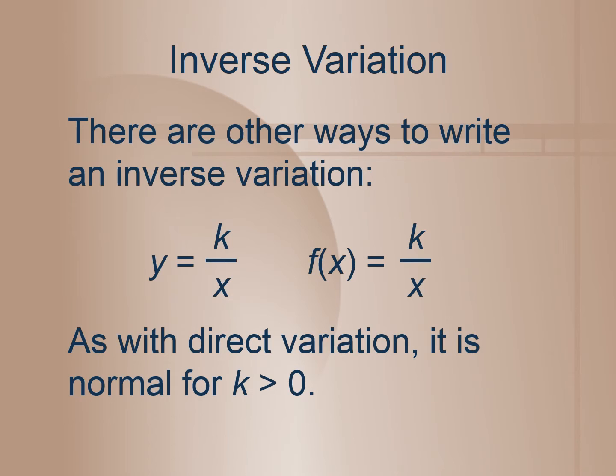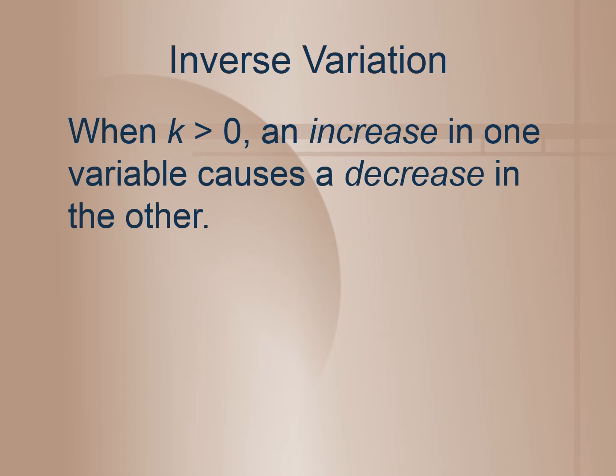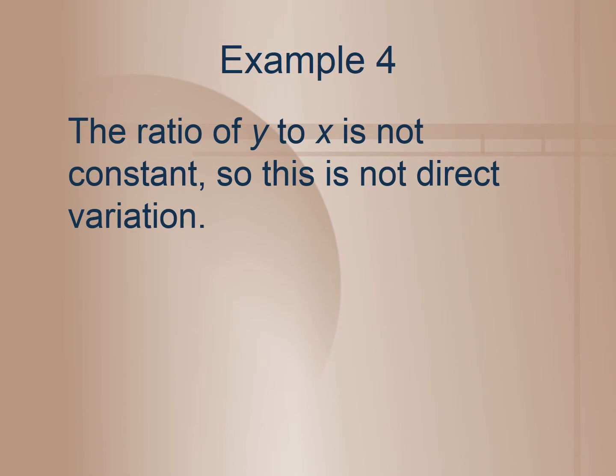And then the same as direct variation, your k value is usually going to be greater than 0. So when k is greater than 0, there's an increase in one variable and a decrease in the other. Let's take a look at example 4. Example 4 is on page 217, so you'll need to go there so you can write down this example.